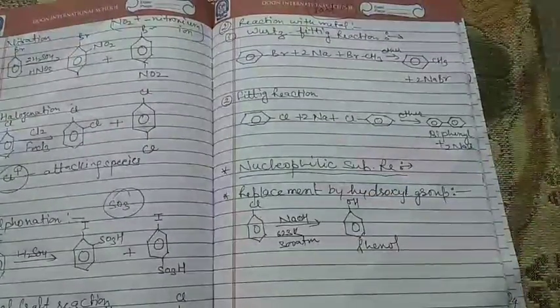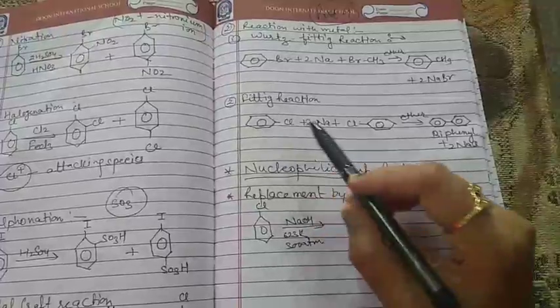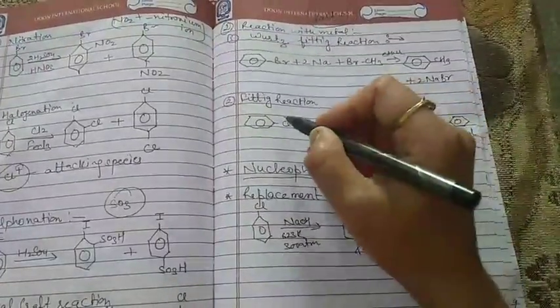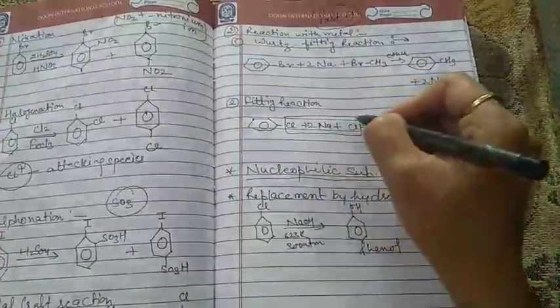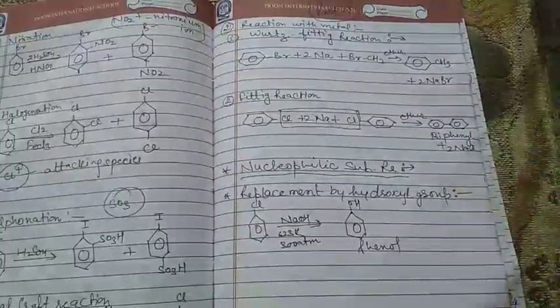Here this is the chlorobenzene, this is sodium. Now this part is eliminated, this one part is eliminated, and we get the biphenyl.